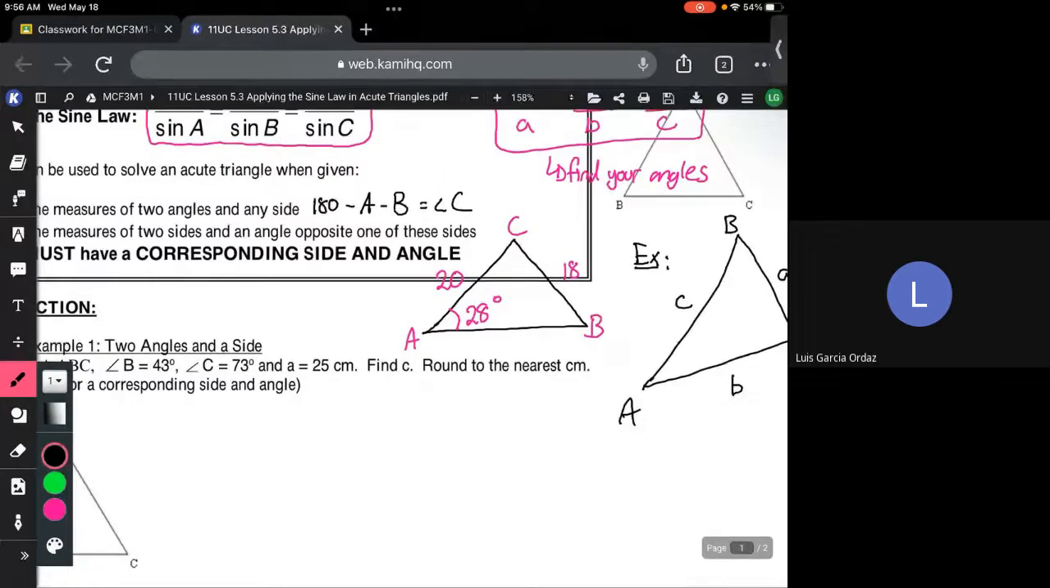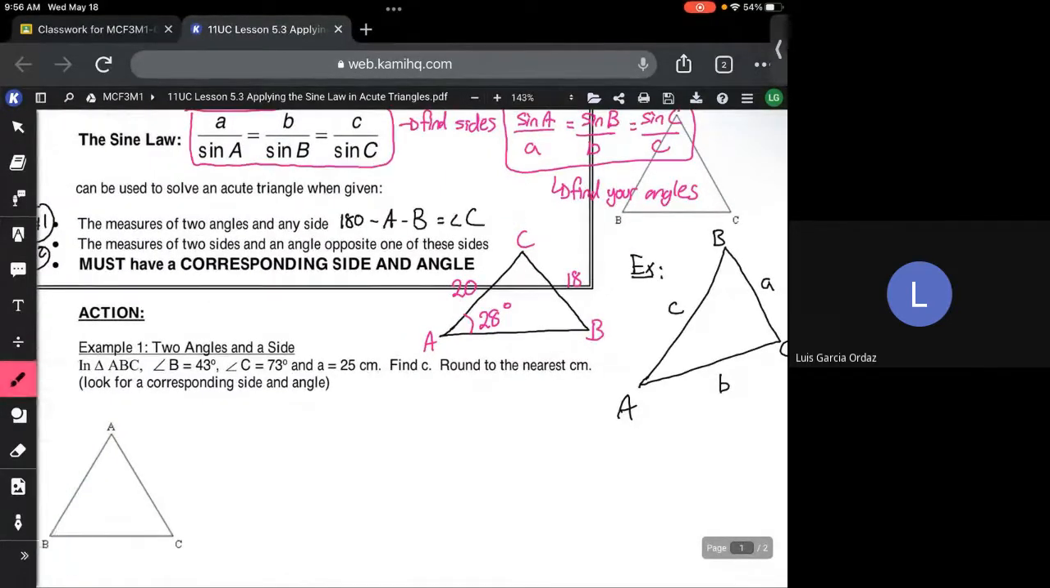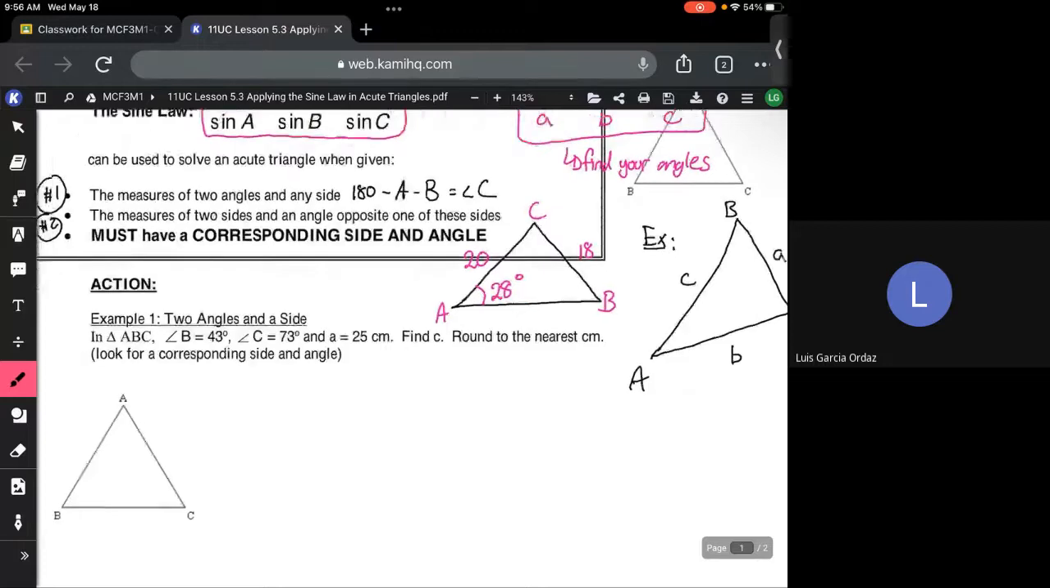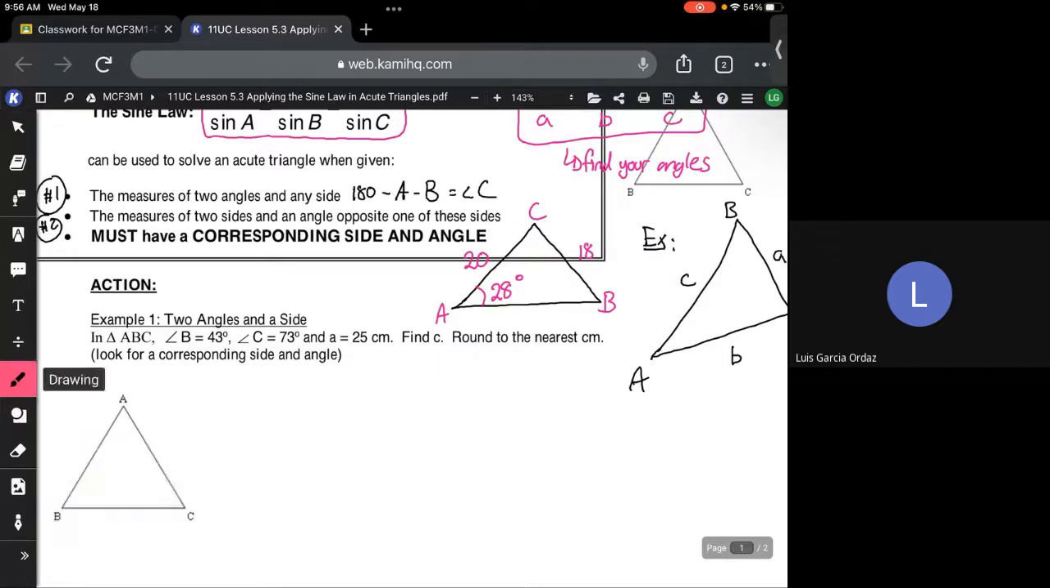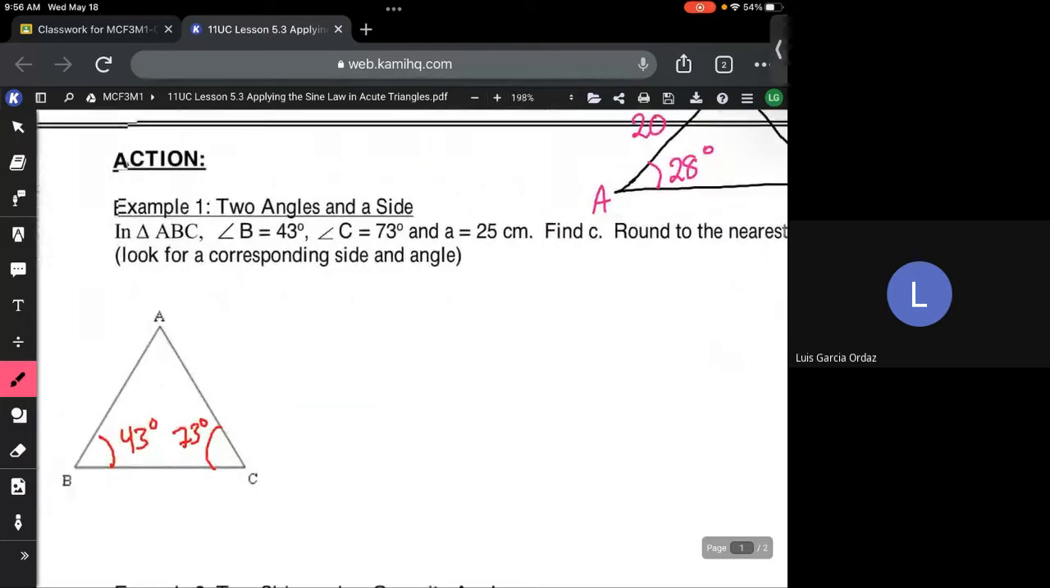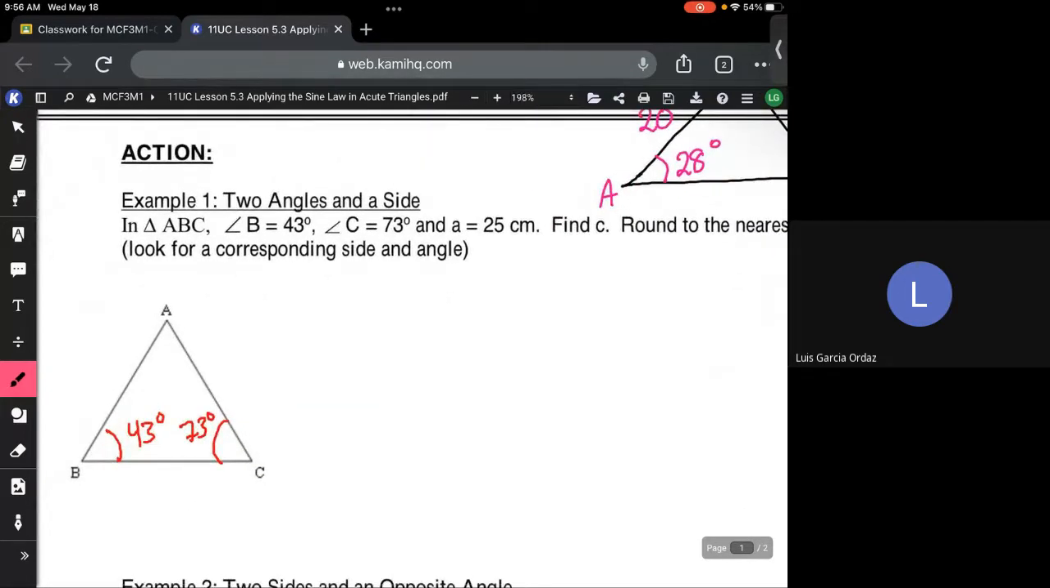Let's see if we can apply this right now. So in triangle ABC, I know angle B is 43 degrees. So we see the uppercase B, that's 43 degrees. Angle C is 73 degrees. Okay, side A is 25 centimeters. So what part of the triangle is 25 centimeters? The bottom.